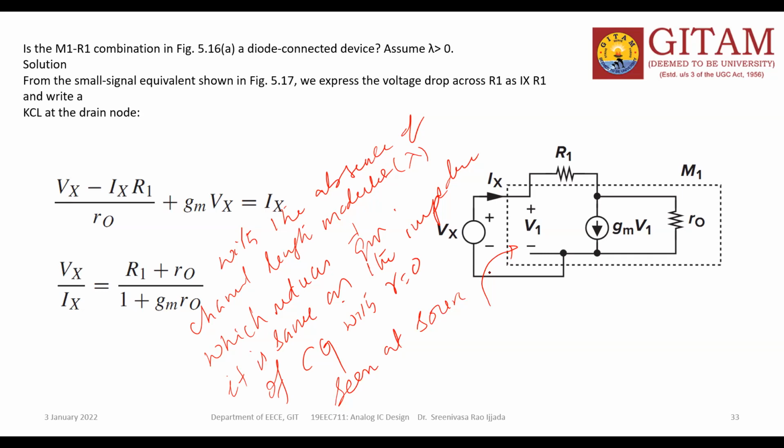So from this small analysis, since both are equal, I can say this is a diode connected device. M1 with R1 is also a diode connected device, I can say because both are the same. This is the small signal point of view.